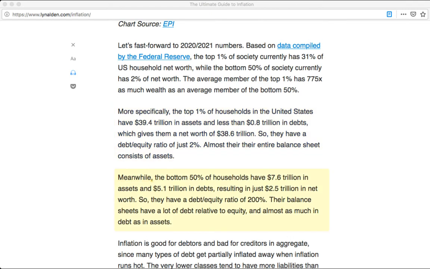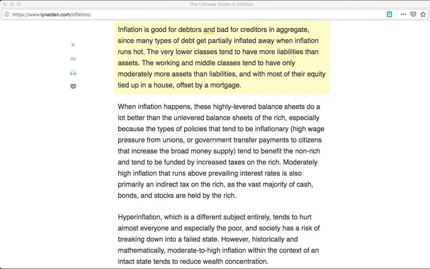Meanwhile, the bottom 50% of households have $7.6 trillion in assets and $5.1 trillion in debts, resulting in just $2.5 trillion in net worth. So, they have a debt-equity ratio of 200%. Their balance sheets have a lot of debt relative to equity, and almost as much in debt as in assets. Inflation is good for debtors and bad for creditors in aggregate, since many types of debt get partially inflated away when inflation runs hot. The very lower classes tend to have more liabilities than assets.